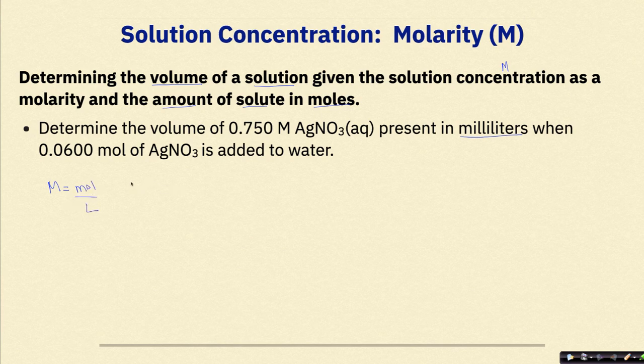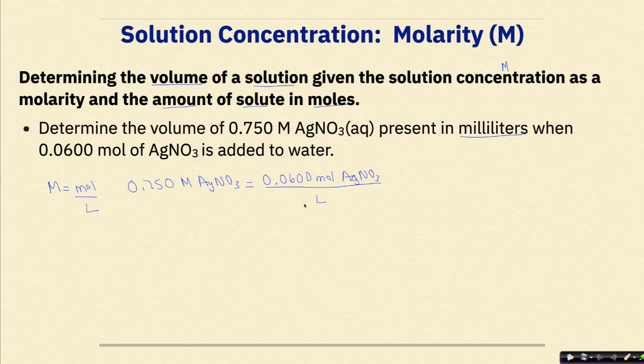The molarity given here is 0.750 molar AgNO3 equal to 0.0600 moles of AgNO3, that's supposed to be a G, divided by my volume. So that is what I'm looking for. Now I need to solve for liters here.